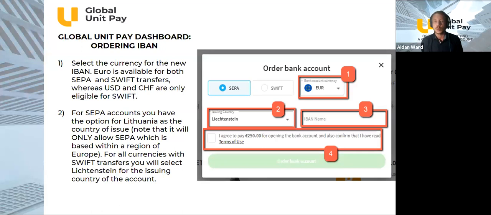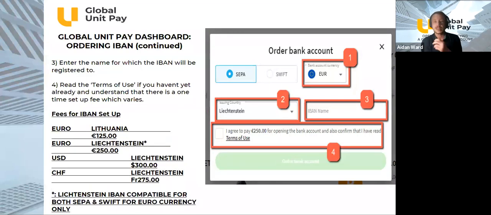SEPA is only available in Euro bank account currency, which you will have to nominate, which bank account currency you'd like it to be operating from. Once you've selected the bank account currency, you'll want to nominate whether it's a Liechtenstein IBAN or a Lithuanian IBAN. Once you've done so, you want to enter the name the bank account will be registered under, whether it's for yourself or for your business, completely up to you. Sorry, next slide, please. This continues on.